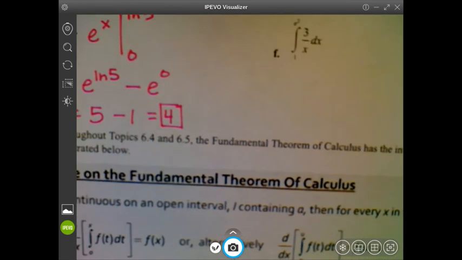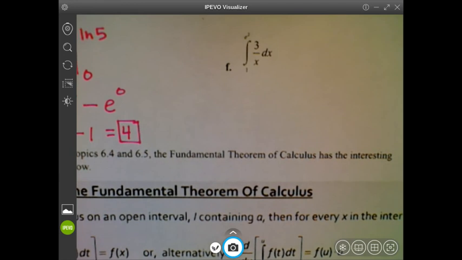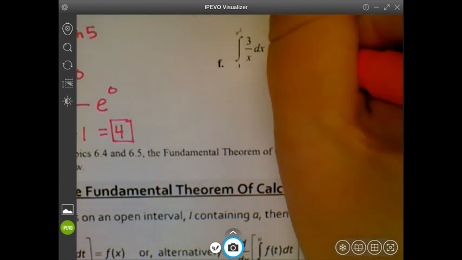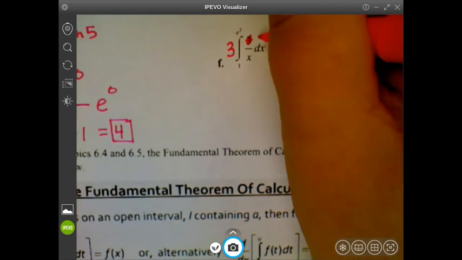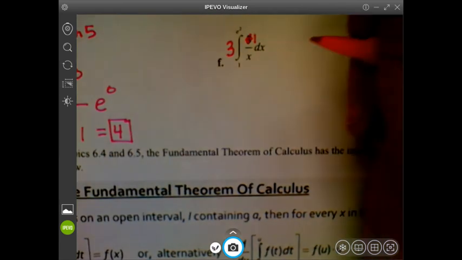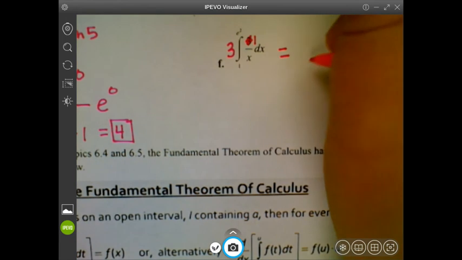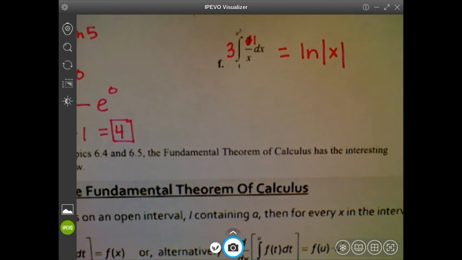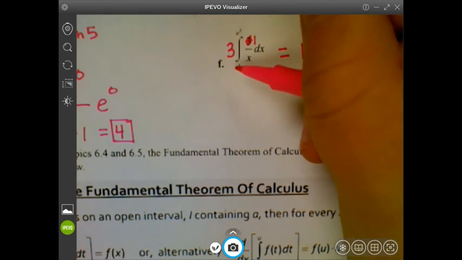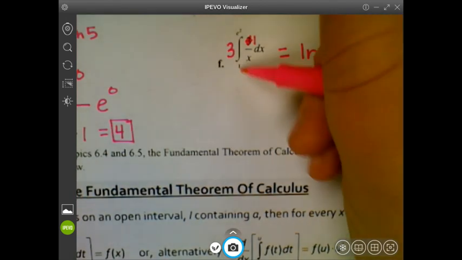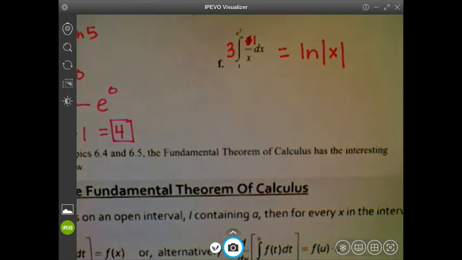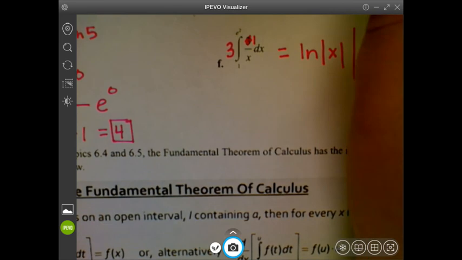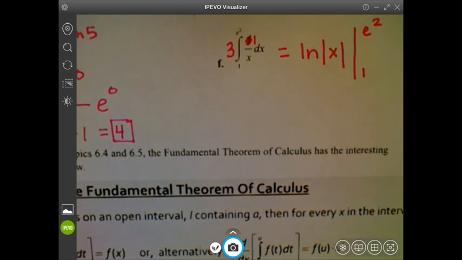All right. Same thing over here. We're going to be working with some e's and natural logs. So let's see what we have here. The 3, remember, is just a constant, so you can just pull that out front. So you can think about this as 1 over x. So the integral of 1 over x is the natural log of the absolute value of x. And yes, you do have to have those absolute values just in case, because if we were evaluating from a negative at some point, we would have to make it positive because you can't take the natural log of a negative number. And this whole thing evaluated from 1 to e squared.